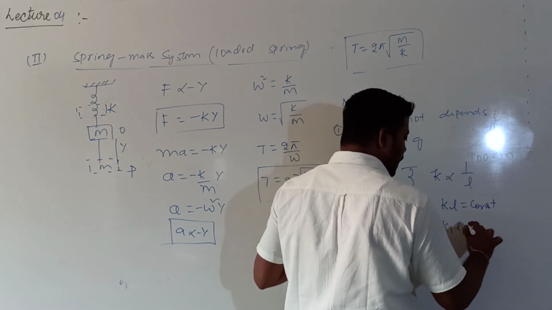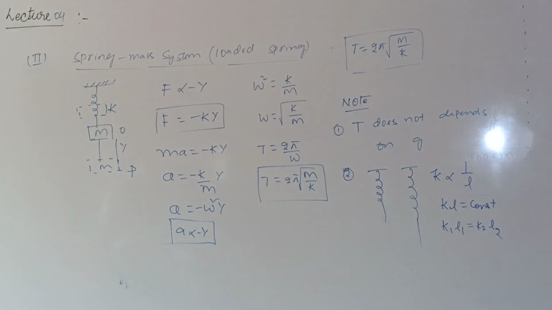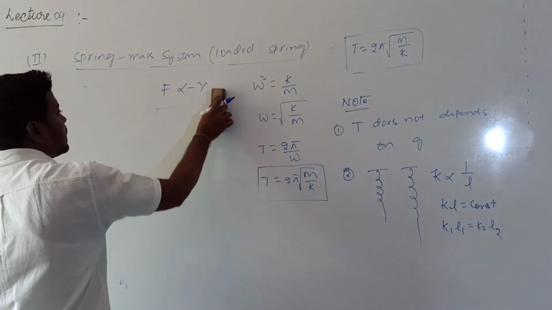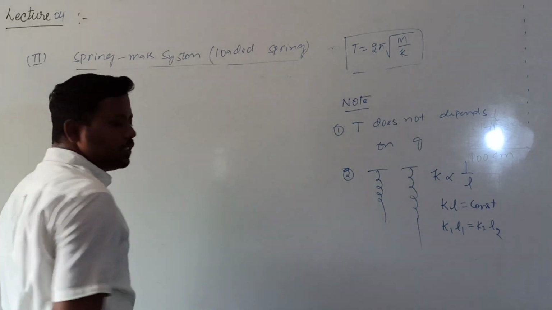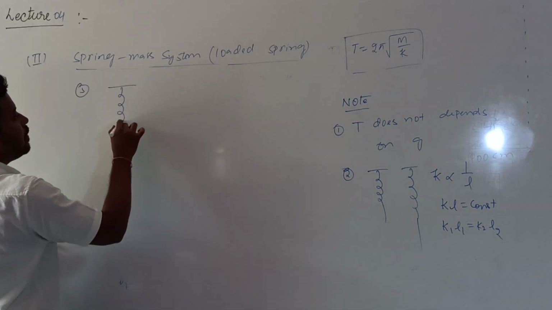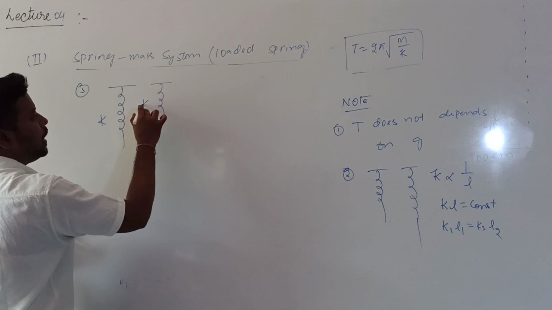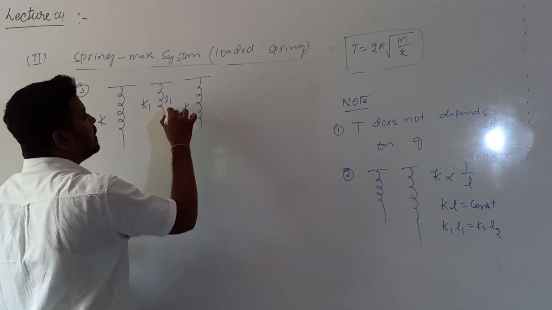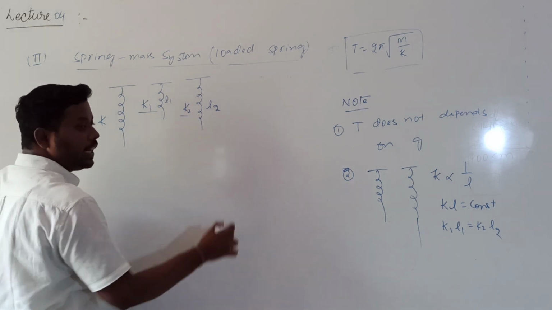Otherwise, k1 into L1 is equal to k2 into L2. By knowing this concept, now we will discuss cutting of springs. Whenever a spring of spring constant k is cut into two parts, I want to calculate the spring constant of each part. Third point: let me consider one spring of spring constant k. This spring is cut into two unequal parts. The first part has spring constant k1 and length L1. The second part has k2 and length L2. I want to calculate k1 and k2.